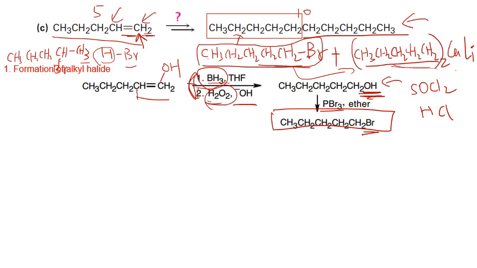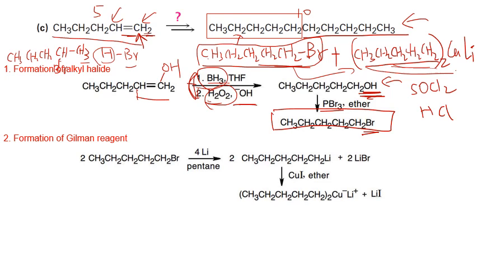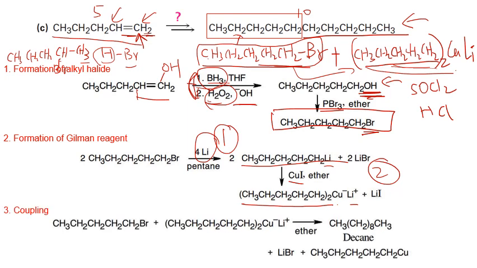bromide, the alkyl halide. The next step is to make the Gilman reagent, just like the last slide. You need to follow 2 steps. First step, just add lithium. You make alkyl lithium. In this case, it is pentyl lithium. And the second step: first step lithium, second step copper iodide. Then you can make dipentyl copper lithium. That's the Gilman reagent. So with these 2 reactants, you combine them together. Pentyl bromide and dipentyl copper lithium give you a 10 carbon alkane.